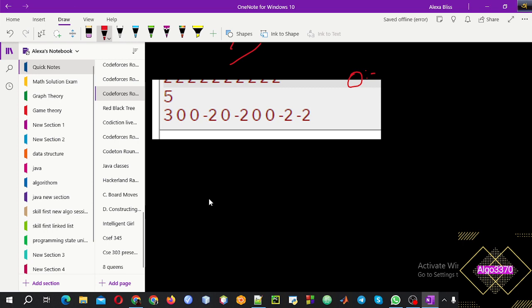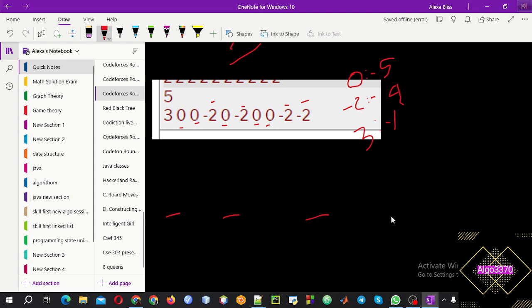So how many 0 do we have? 1, 2, 3, 4 and 5. Total 5 zeros here. How many minus 2 are here? We have 1, 2, 3, 4. Total 4 minus 2 here. How many 3 are here? Only 1.